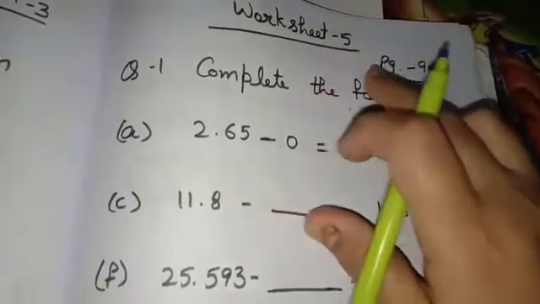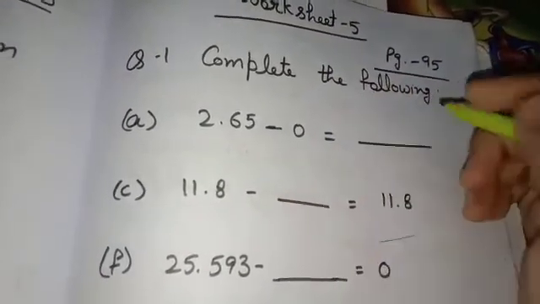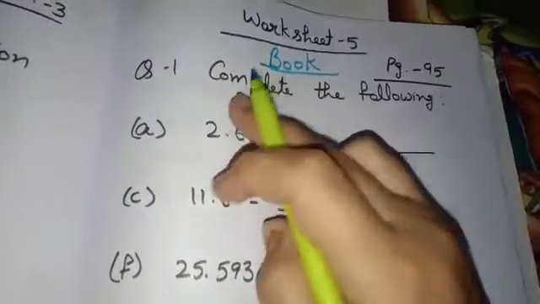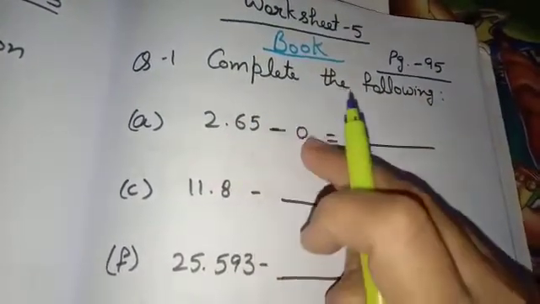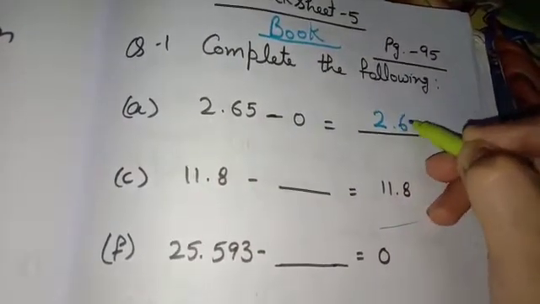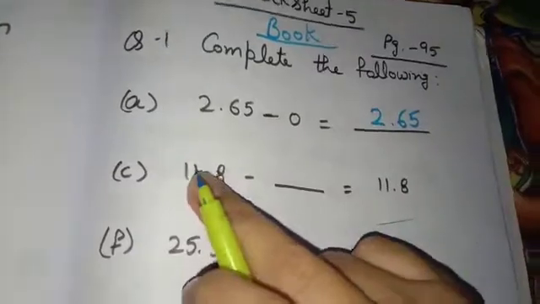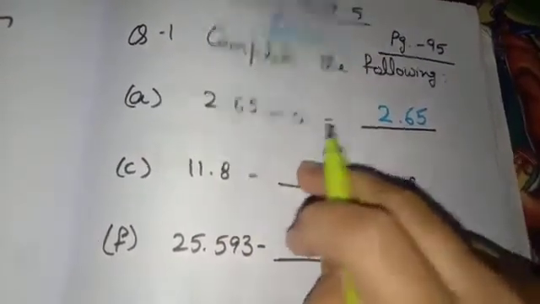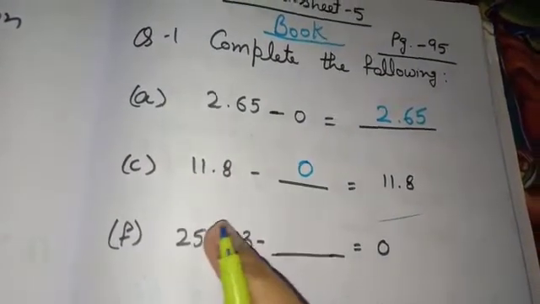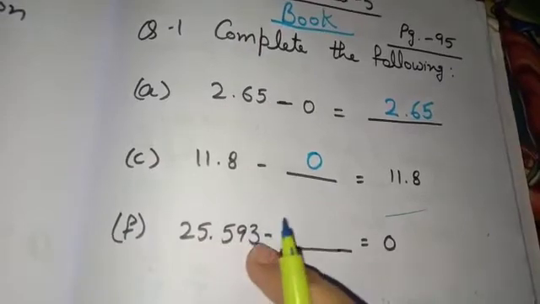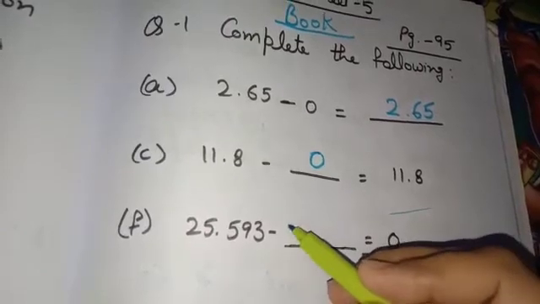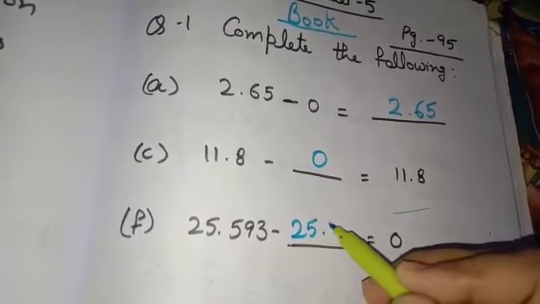Start worksheet 5, which is at page number 95 of our book. This worksheet we will do in the book only. Complete the following. 2.65 minus 0. So our first property, when 0 is subtracted from any number, the answer is the number itself. C part is 11.8 minus dash, so that the answer is the number itself, so 0 should be subtracted. And F part is 25.593 minus dash, so that we could get the answer 0. It means the same number will be subtracted.